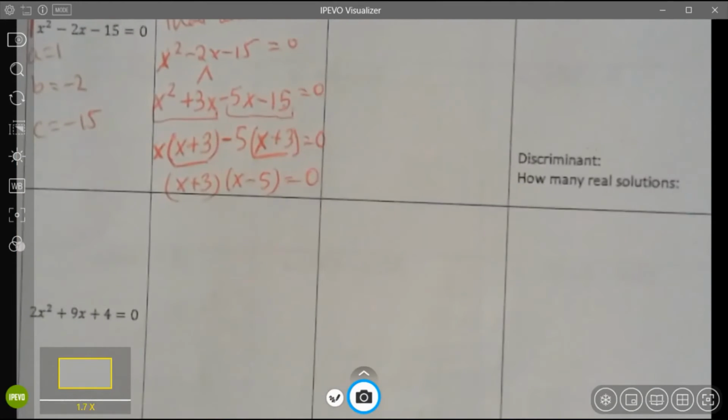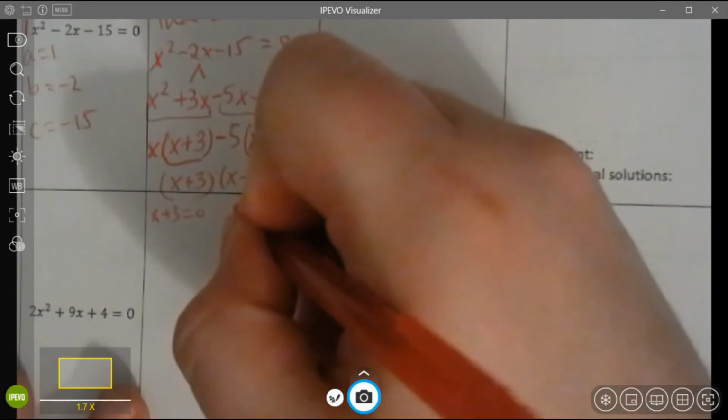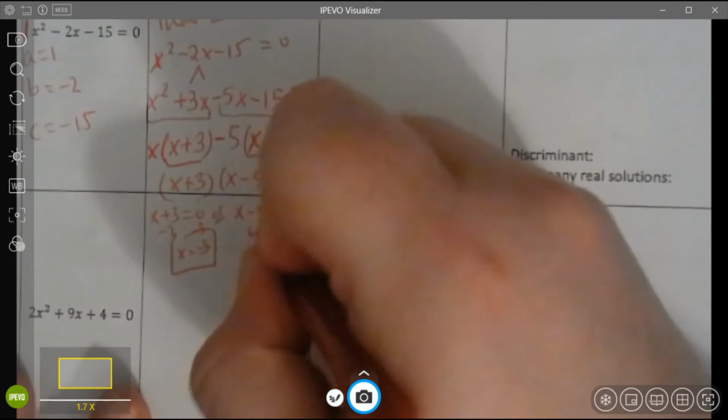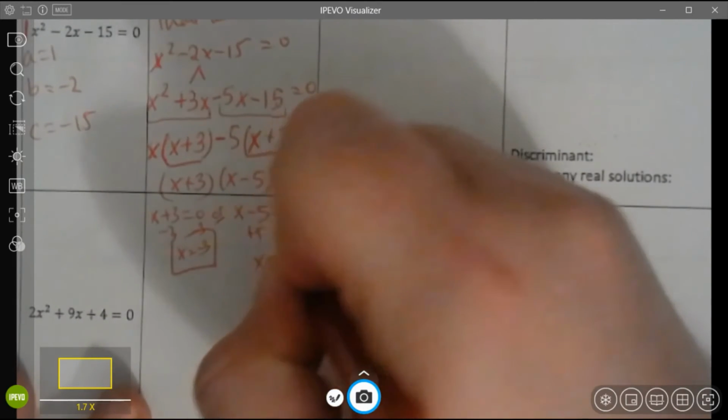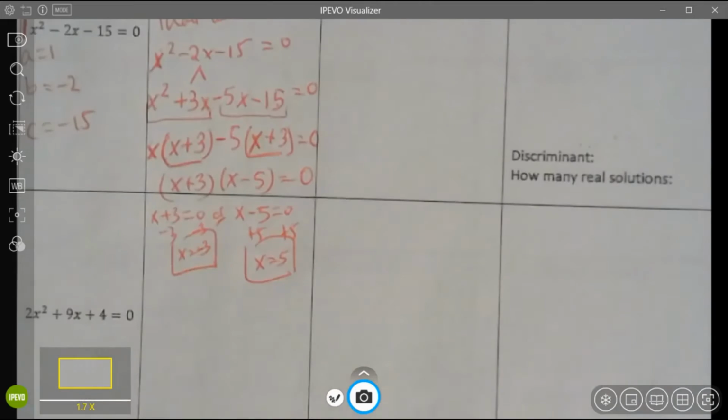And then just set each of those factors equal to 0. So x plus 3 equals 0 or x minus 5 equals 0. So if we subtract 3, we get x is negative 3. And if we add 5, we get x is 5. So these are the two solutions for this quadratic.